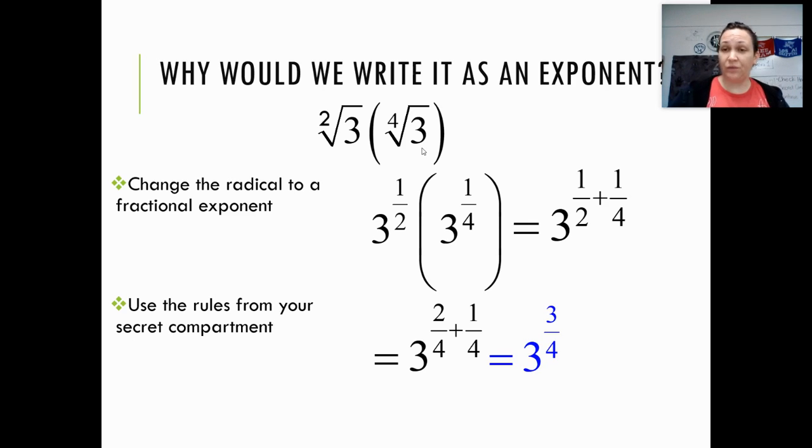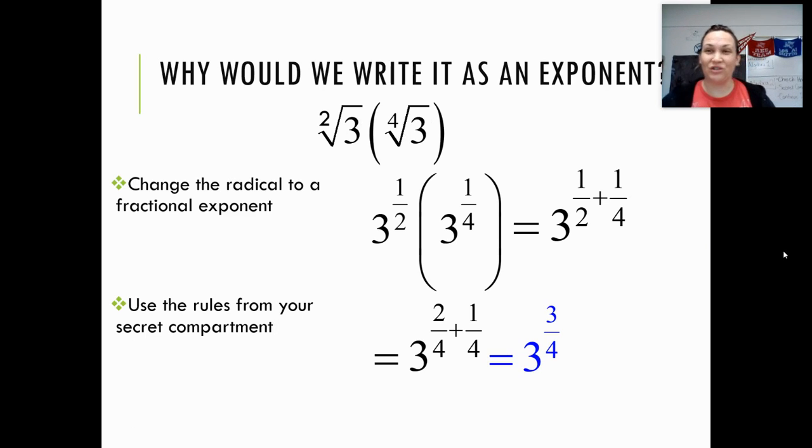Now, when you're done with the problem, you need to read what the directions say because sometimes they want you to write it in exponential form, which would be this blue answer right here. But sometimes they want you to write it in radical form. So depending on what the directions say, you might need to change the format of your final answer. Also, normally if it starts off as radicals, they want the answer to be written as a radical as well.